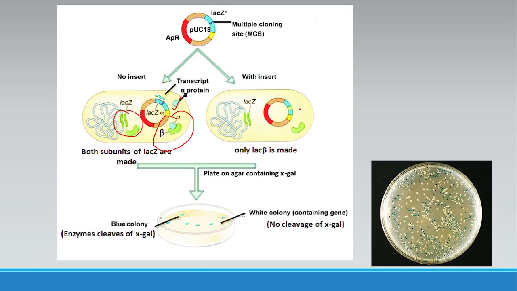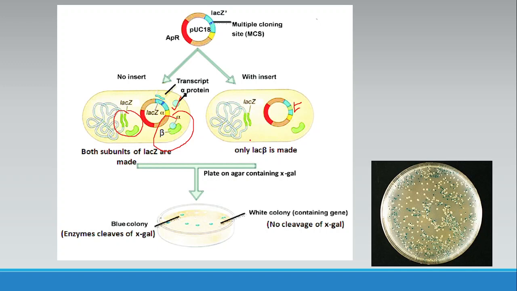Here in this case, what happens? You have the foreign DNA being inserted. So the gene is disrupted. Here there is no production of the alpha peptide region of the enzyme. Only the carboxy portion of the enzyme is there, which is a non-functional or incomplete enzyme. So it doesn't make up a functional beta galactosidase. So without the insert, you have a functional beta galactosidase. With the insert, you have a non-functional enzyme.